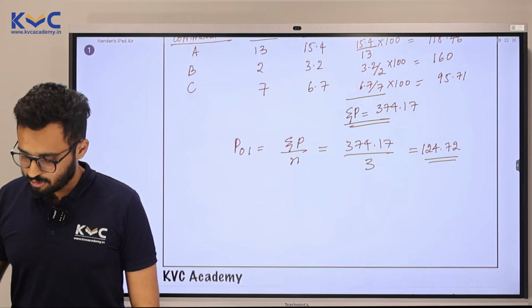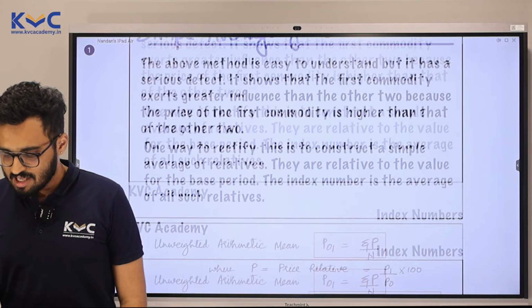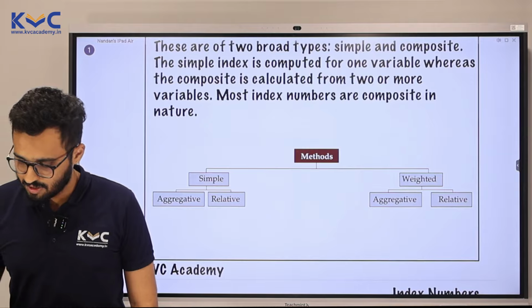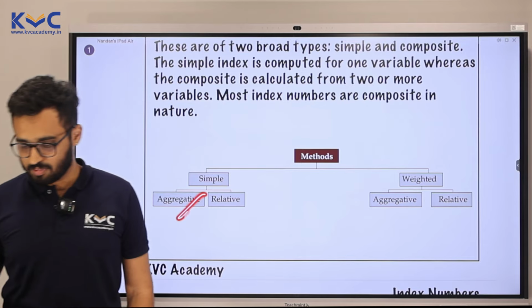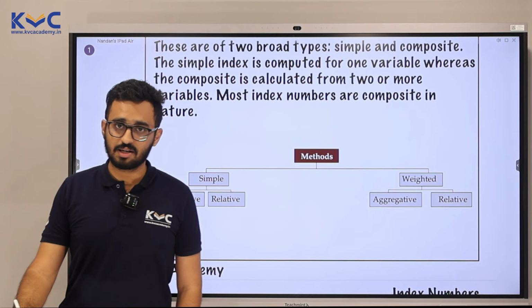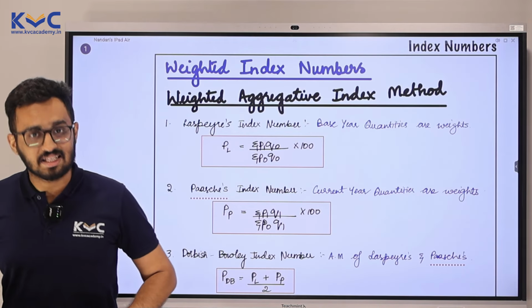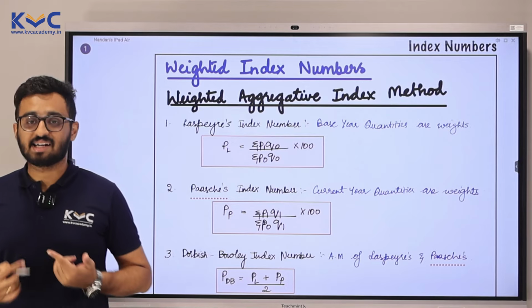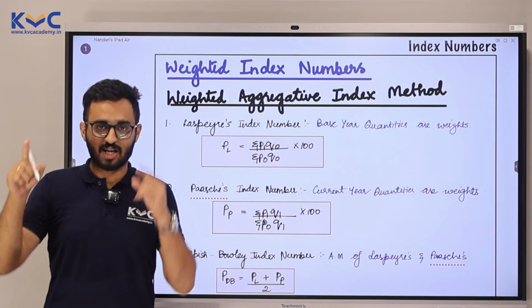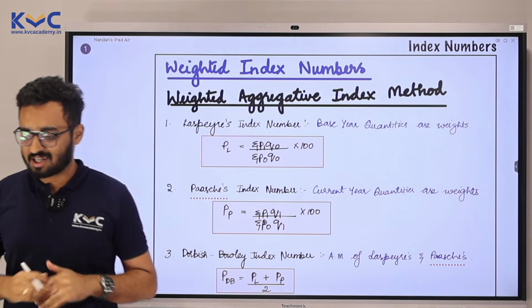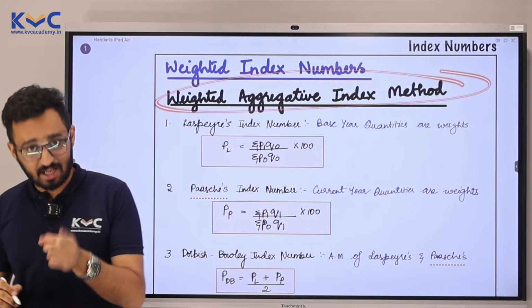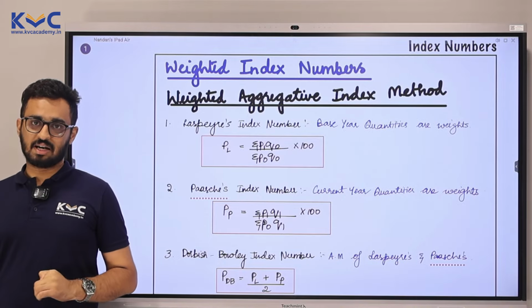So those are the two ways of calculating simple price index, simple aggregative and simple relative. Is it clear? Great. Next, let us discuss weighted index numbers. Remember, in the types we had simple and weighted. This is that weighted index numbers. Under weighted index numbers, again we'll have weighted aggregative and weighted average of relatives.